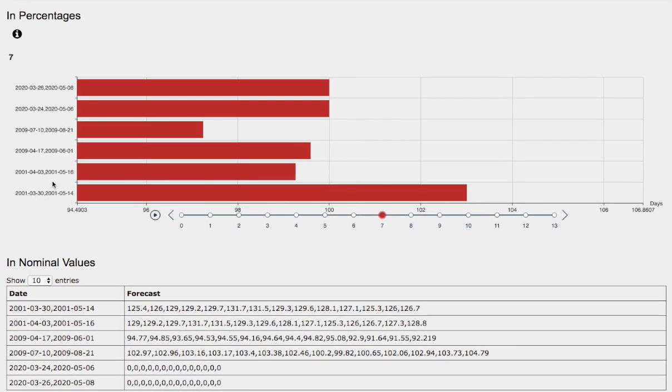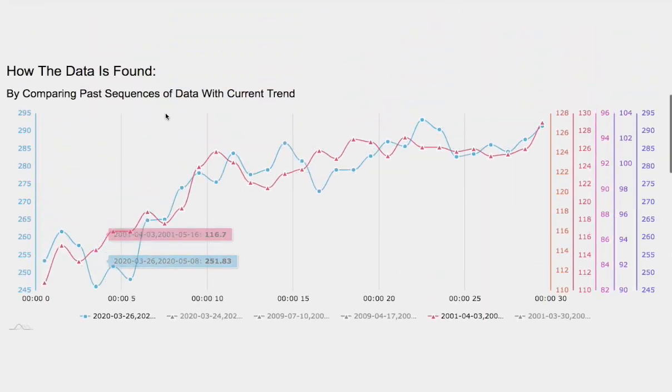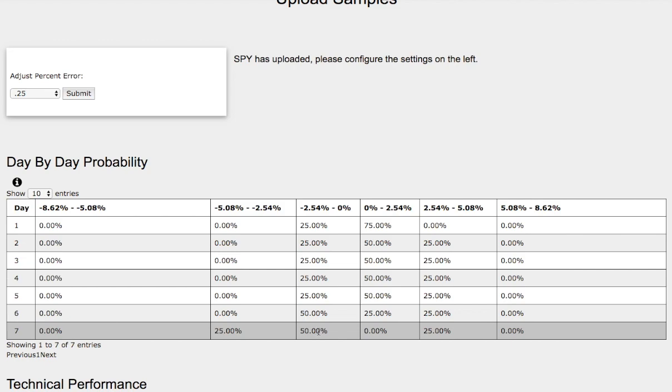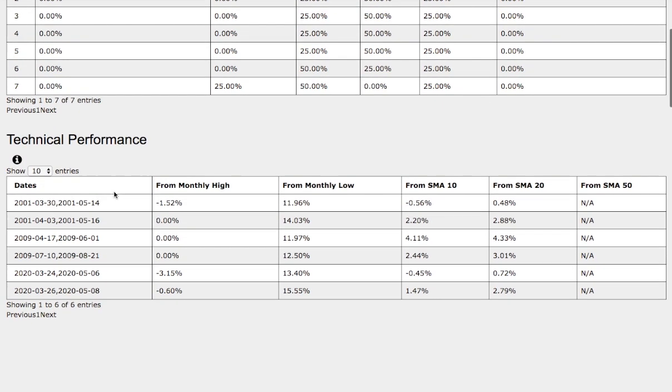So the trend that we just examined was April 3rd to May 16, 2001. Back then, the S&P 500 was down roughly 74 basis points, so slightly to the downside. On the 7th day, we see this standard deviation: a 50% chance for the S&P 500 to fall between 0 to negative 2.5%. So let's examine the technical performance of each model.